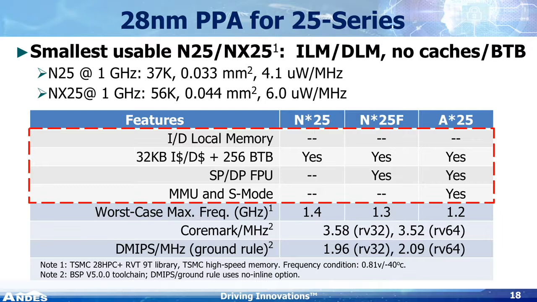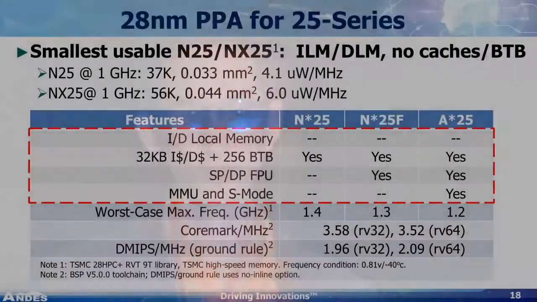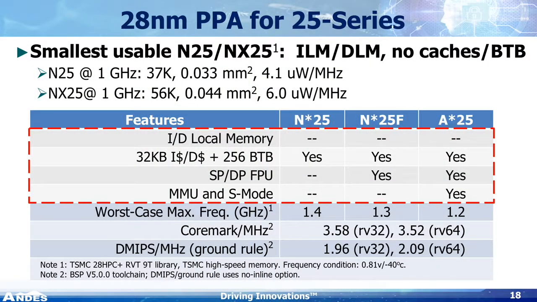And the worst case frequency can range from 1.2 gigahertz to 1.4, depending on which one you are. And they all have leading CoreMark and Dhrystone with very good numbers. And again, this is based on a 28 HPC+, regular RVT, and Nitrate library. And when we ship out RTL, we also provide a configuring tool.